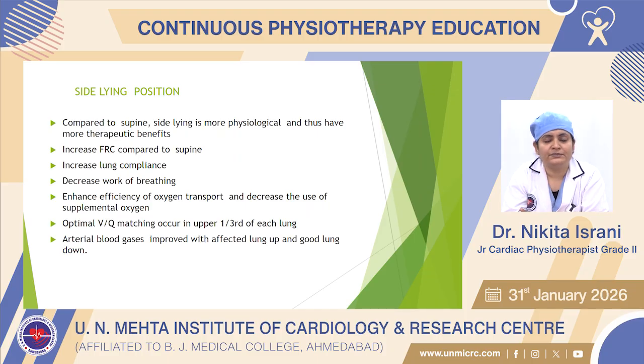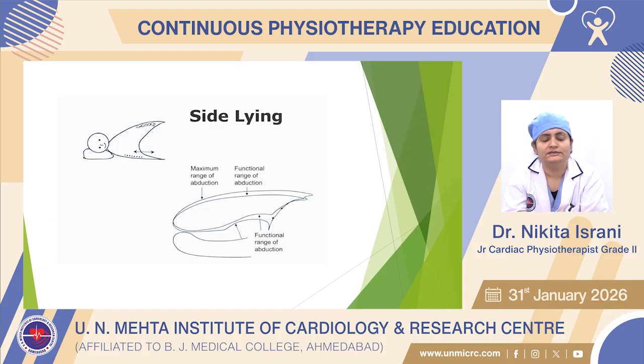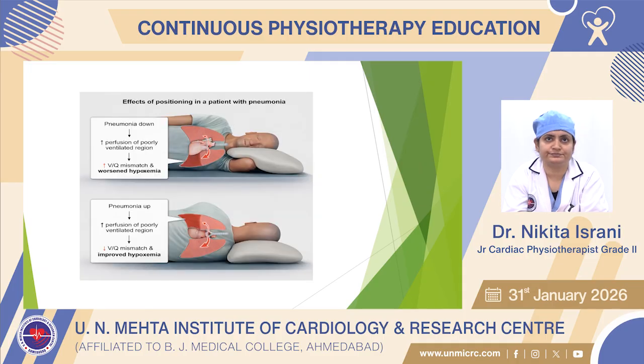There is optimal ventilation perfusion matching in the upper one-third of each lung. Arterial blood gases improve with the affected lung up and the good lung down. Here is the image of the patient in the side lying position. When there is a unilateral lung disease, the image shows the effect of positioning in a patient with pneumonia.